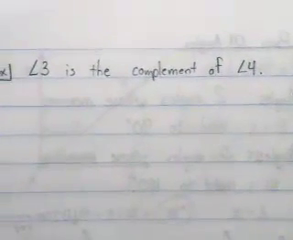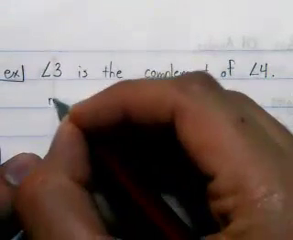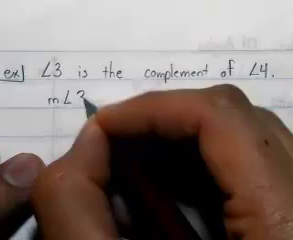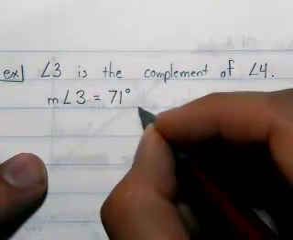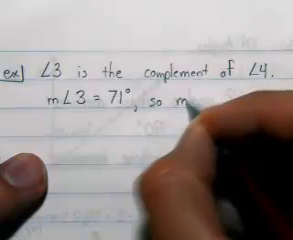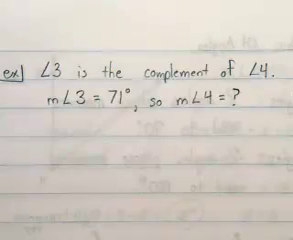So first, and this one's not even going to have a picture. Angle 3 is the complement of angle 4, and the measure of angle 3 is 71 degrees. So the measure of angle 4 equals what?